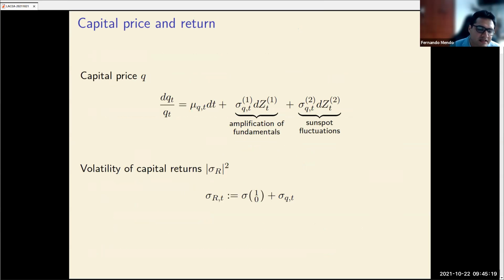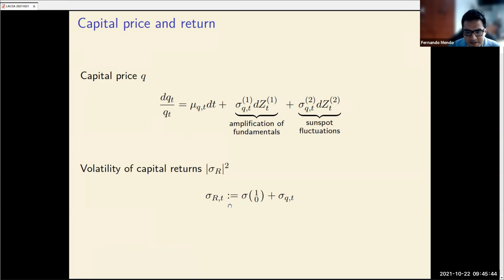Okay, so let me set a little bit of notation. The evolution of the capital price, as a conjecture of the solution, has some expected return, some loading on the fundamental shock, and some potential loading on the sunspot shock. These objects are going to be endogenous. This loading on the fundamental shock is usually called amplification. Why? You can see it below.